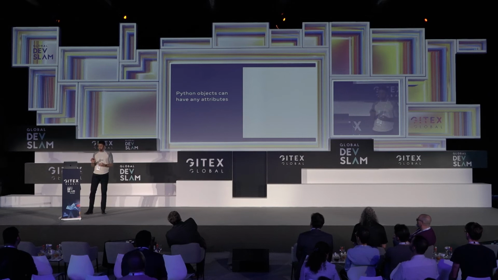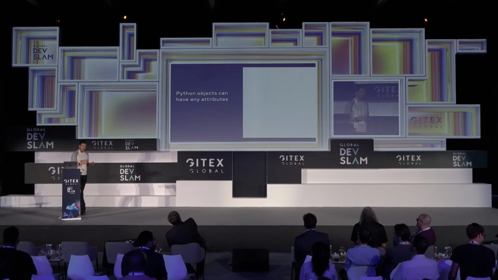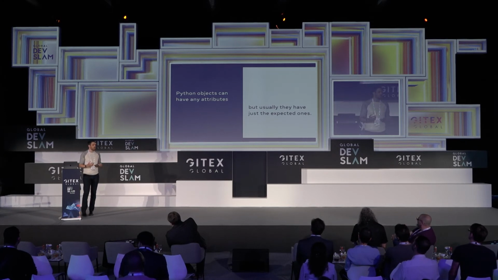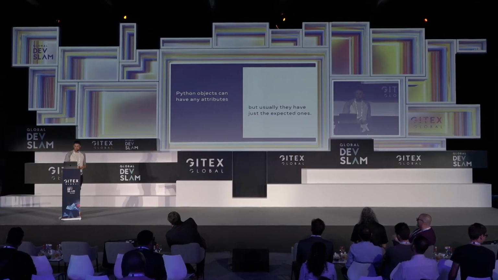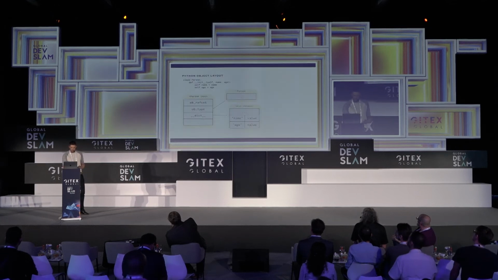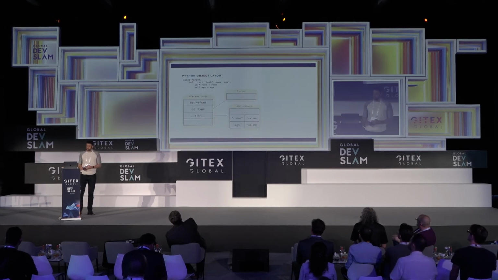While it's true, technically, that Python objects can have any attributes, in practice, most of the time, they only have the expected ones for their type. Even though you can tack on random extra attributes, usually we don't. Usually all the instances of a certain class will share the same set of attributes. So how can we take advantage of this insight?